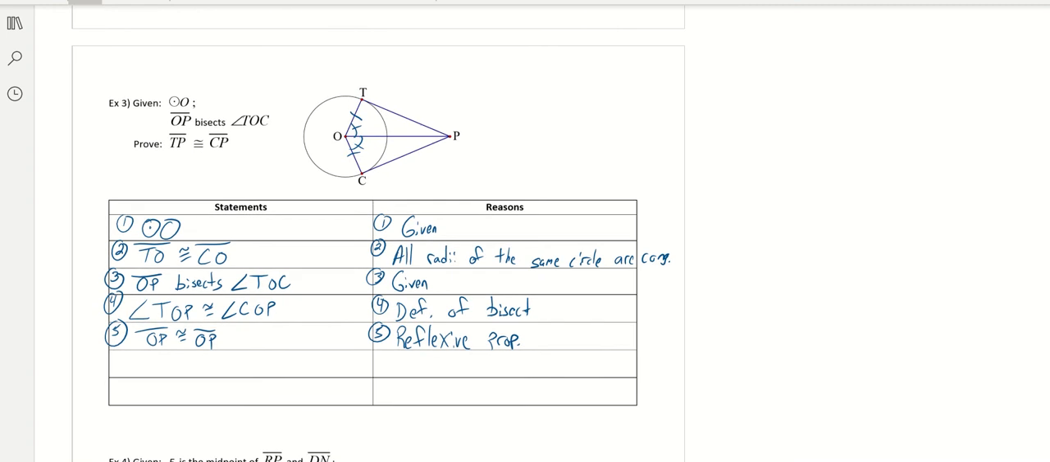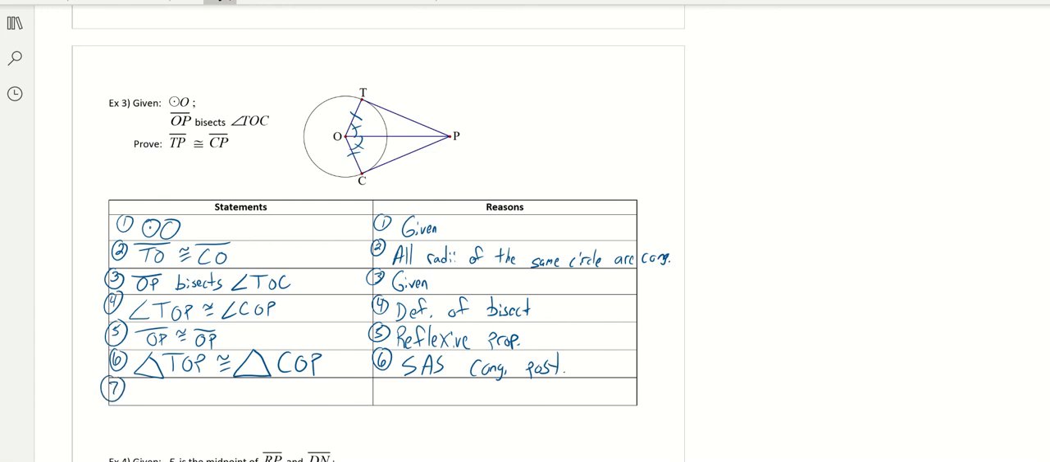Now we know these two triangles are congruent. I can see that I have two pairs of sides that are congruent, TO and OC, OP is congruent to OP, and their included angles are congruent, angle TOP and angle COP. Therefore, triangle TOP is congruent to triangle COP. Oh, that's a bad triangle. Like I do bad triangles usually, but that was especially bad. How did I know that? Side, angle, side congruency postulate.